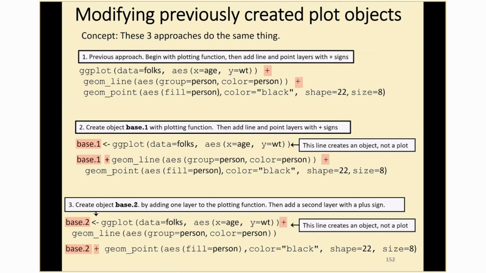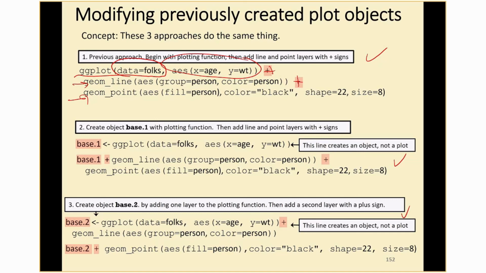So, thinking again about the idea that we can create plot objects and then modify them, these three blocks of code do exactly the same thing. And this is probably the standard way, the way we saw earlier. There's the plotting function, specifies the data frame, specifies the common aesthetic mapping, then add two layers, one for the line plot and one for the scatter plot.